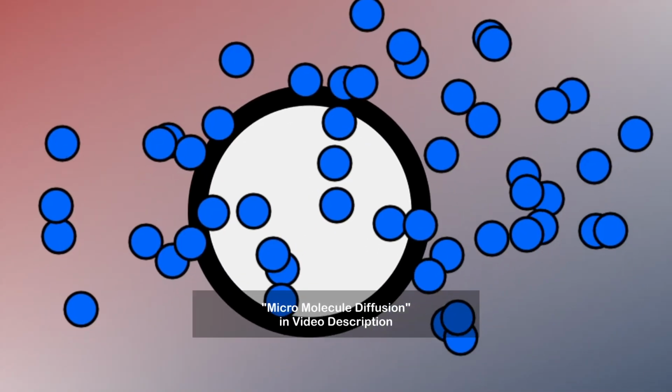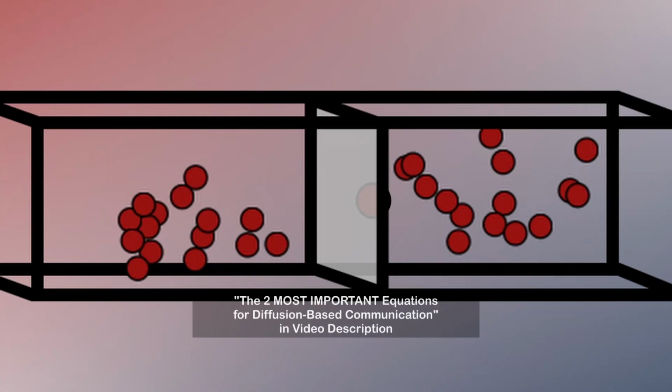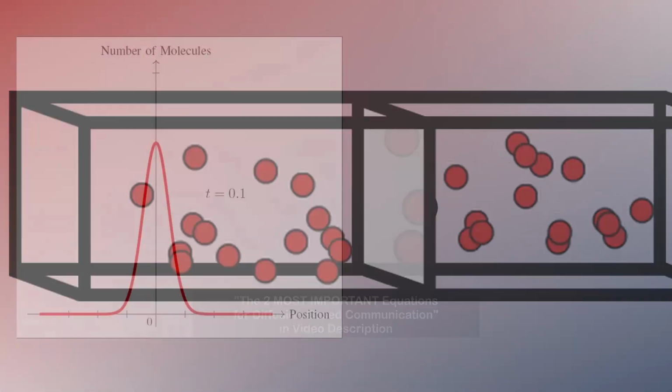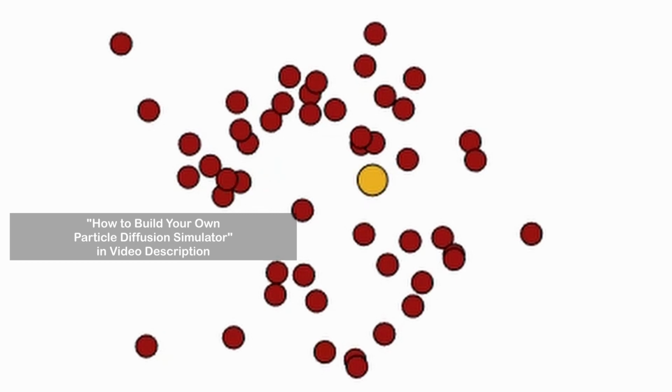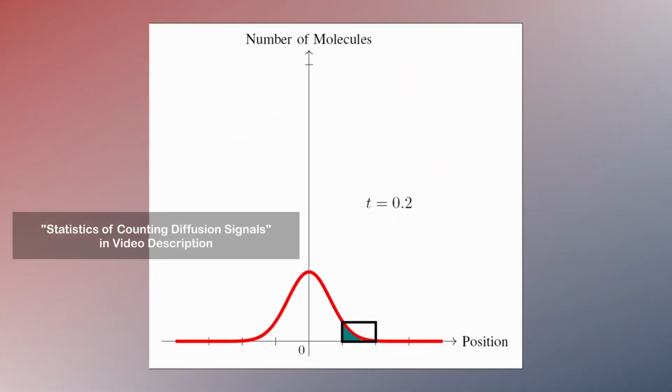In recent videos, we've been laying the groundwork to talk about diffusion-based molecular communication. I introduced molecule diffusion, I discussed how we characterize the diffusion signal between the transmitter and receiver, I presented an algorithm for simulating diffusion, and I summarized diffusion counting statistics. We now have all the necessary pieces to introduce a simple communication system based on diffusion.